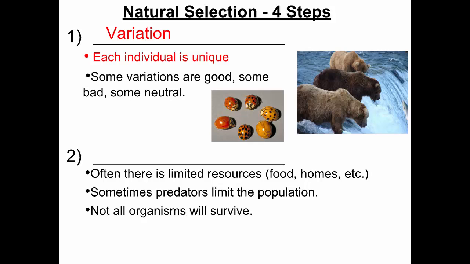So we start with variation, there's differences. And then we have this struggle for survival. In nature, there is a constant struggle for survival. And that's due to many different factors. Sometimes there's just not enough food to support all of the organisms that are born. Other times there's not enough living space. Other times there are predators. Sometimes there's not enough water or nutrients and so forth. There are lots of different factors that limit populations.